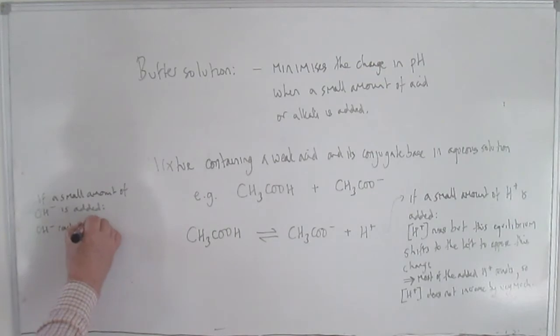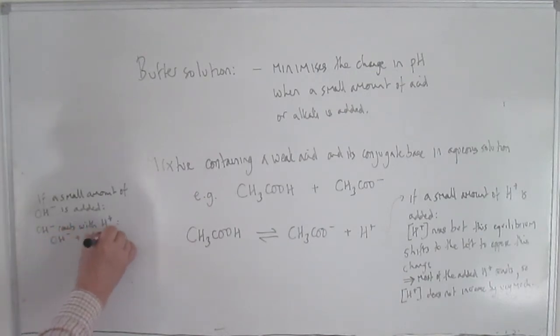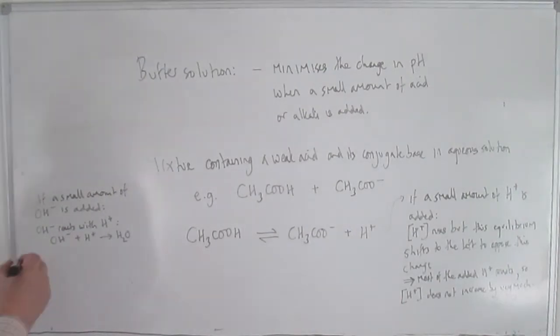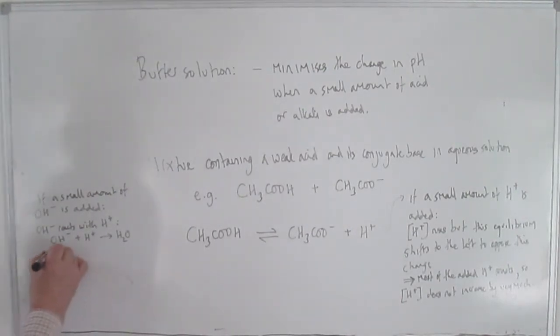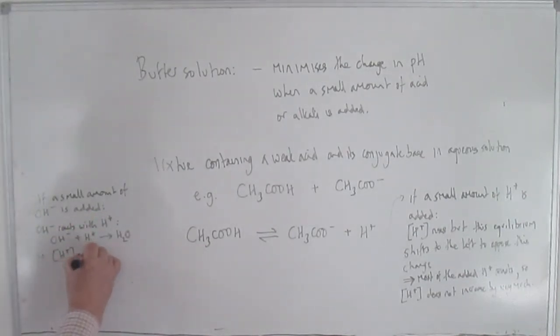So you say OH minus reacts with H plus, and you should give the equation for that. It's a very simple equation. OH minus plus H plus goes to water. And of course the consequence of that is that the H plus concentration will decrease. Okay, so H plus will tend to decrease because of reacting with the OH minus that you've added.